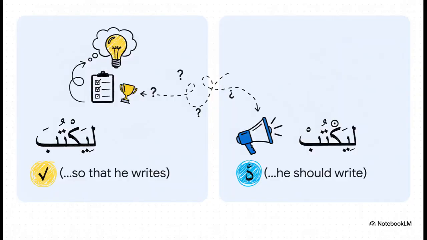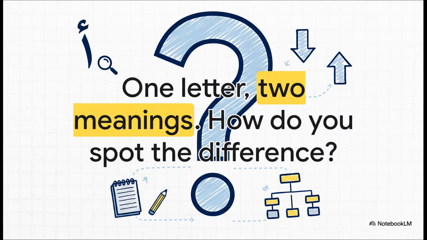Okay, check this out. On the left, you've got liyaktuba, meaning so that he writes. And on the right, liyaktub, he should write. Look closely. The only difference is that tiny little vowel at the end of the verb, but the meaning completely flips. We go from explaining a reason to giving a command. That one tiny change can alter the entire meaning of a verse, and that's the puzzle we're here to solve today. So how in the world are you supposed to spot the difference?